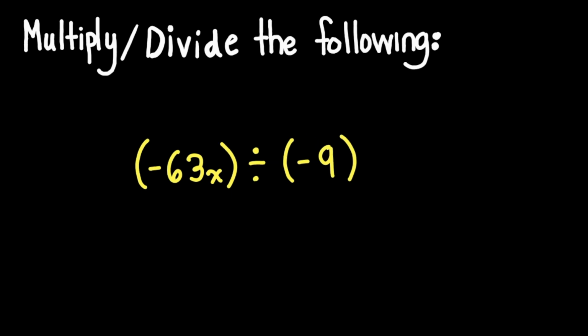Alright, in this problem we have negative 63x divided by negative 9. Now again, just because a variable like x appears, we're going to treat this the exact same way that we've treated our previous problems. Since a negative divided by a negative is a positive, negative 63x divided by negative 9 will be equal to positive 7x.